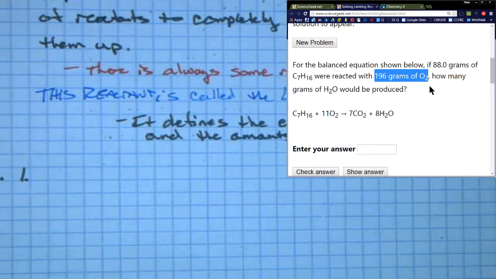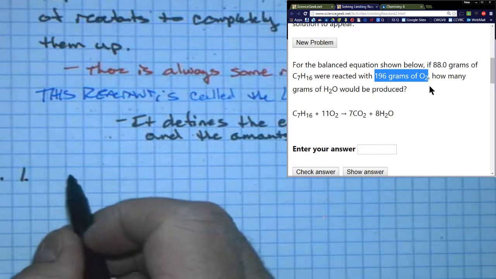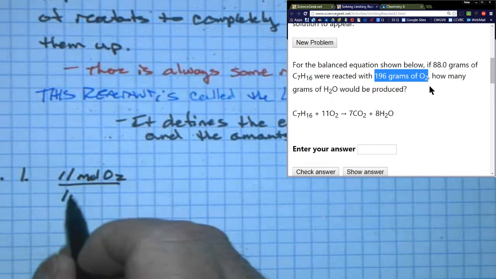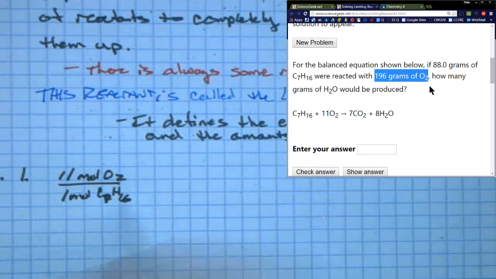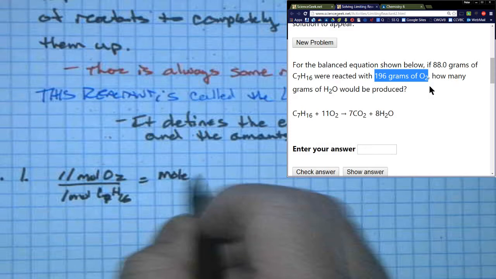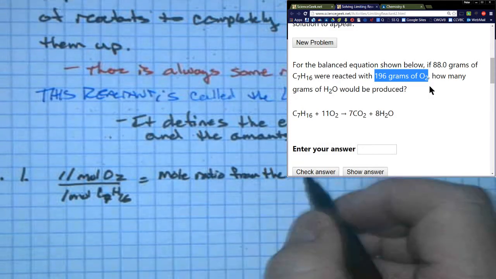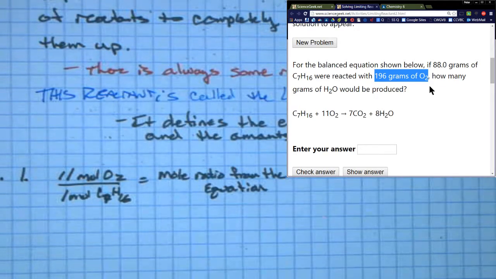So what is the mole ratio of our reactants? Well, we look at our equation. It's 11 moles of O2 to 1 mole of C7H16. You guys see that? From the balanced equation. Okay, so this is our mole ratio from the equation.